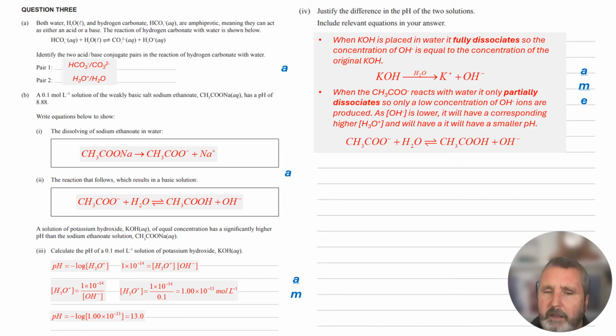They want you to say, okay, the ethanoate ion has a lower OH minus concentration, therefore it has a higher H3O plus, and if you have a higher H3O plus, you have a lower pH. That's why it's 8.8 instead of being 13.0.